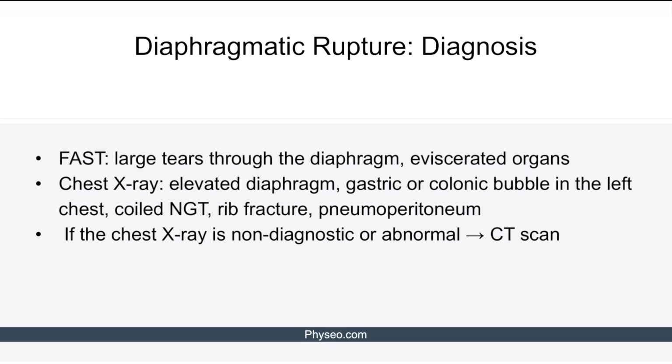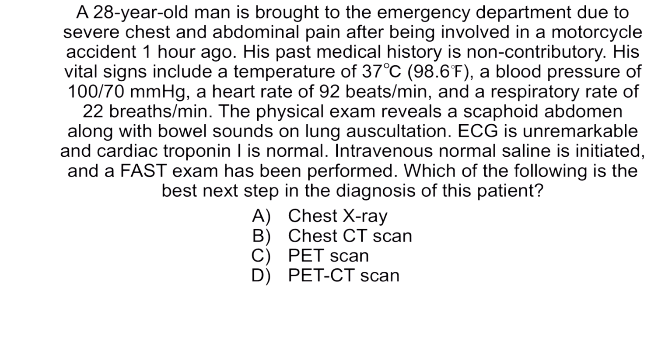Here's a slide reminding us of the diagnosis of diaphragmatic rupture. Pause the video and take a moment to review this slide once again. Let's discuss why other options are incorrect. Option B is incorrect because the chest CT scan is only performed in a patient with suspected diaphragmatic rupture if the chest X-ray is non-diagnostic or abnormal. Options C and D are incorrect because a PET scan and PET CT scan are not indicated in this patient with diaphragmatic rupture. And that concludes our lecture on pulmonary contusion and diaphragmatic rupture.